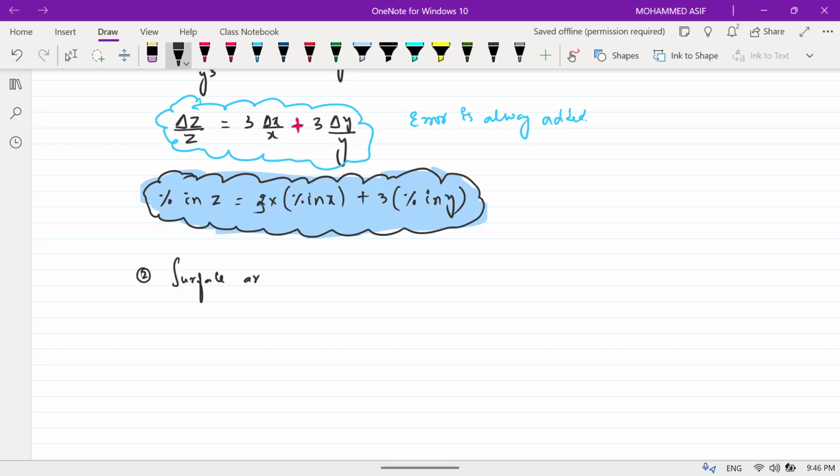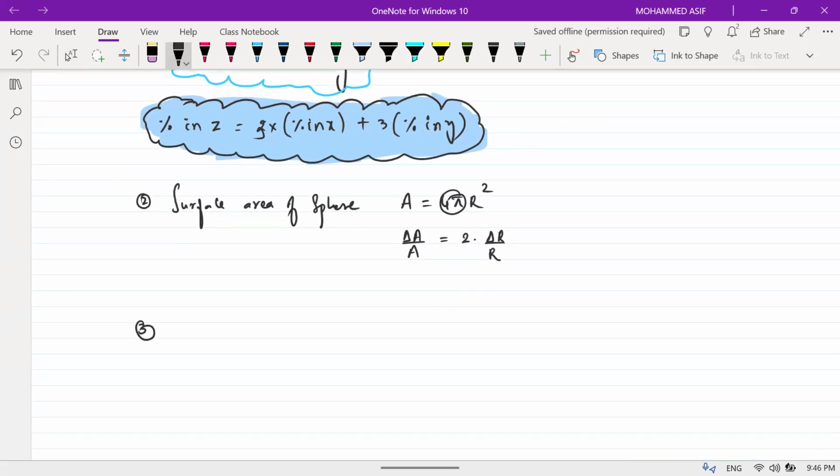Surface area of sphere. What is surface area of sphere, beta? Area is equal to 4 pi into R square. Tell me the error in this one. Delta A divided by A is equal to, 4 pi is a constant, so it is 2 into delta R divided by R. Am I clear?